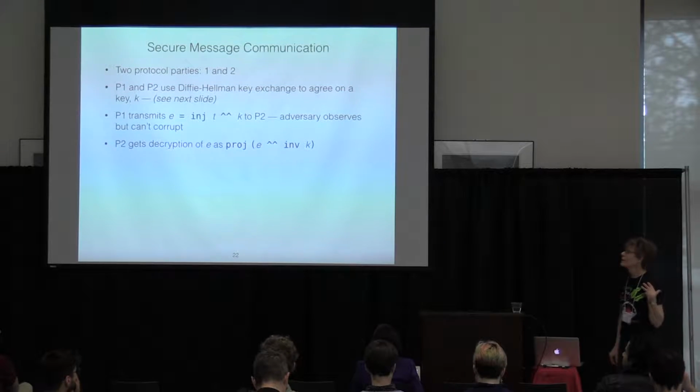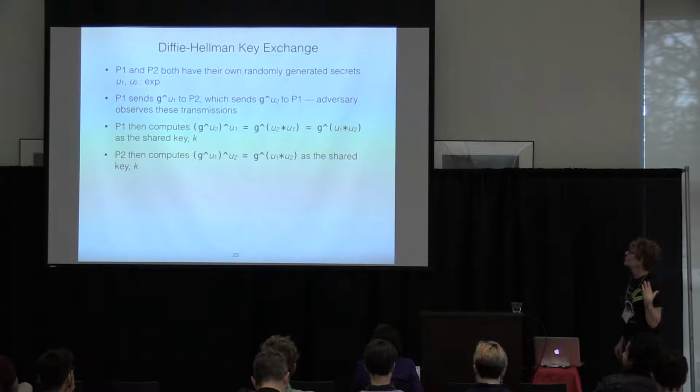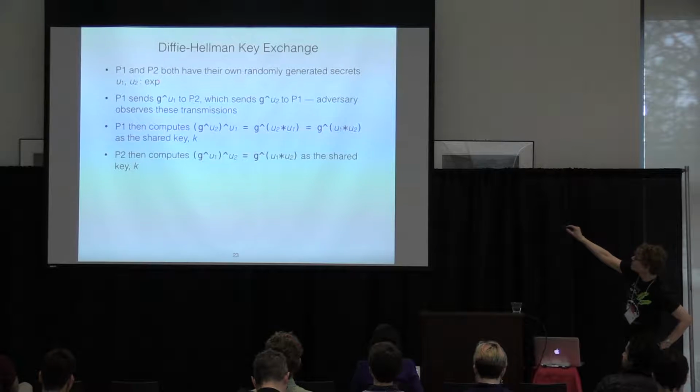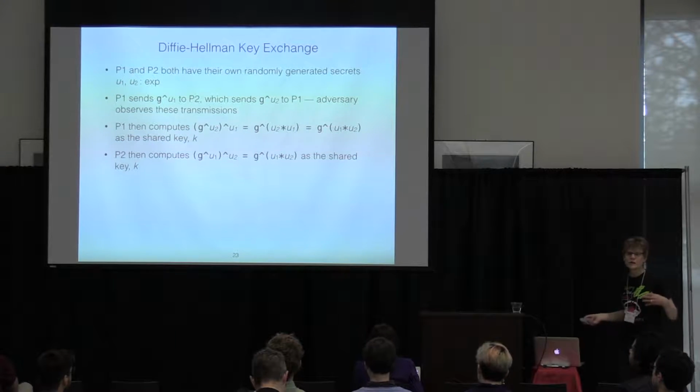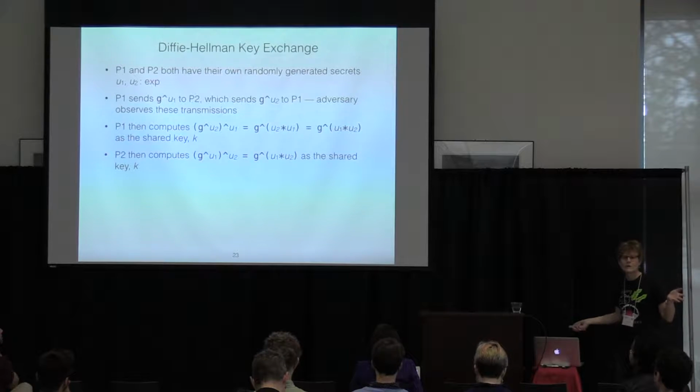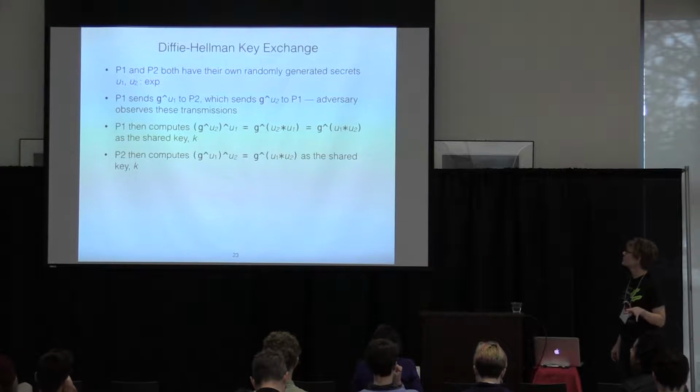To decrypt, we just use the inverse of the key and the group operation, and then project back to the plain text. And of course, in Diffie-Hellman key exchange, both of the parties have their own private exponents. Party one sends this to party two, party two sends this to party one, and then they use their private exponents to reach the same point of the shared key.